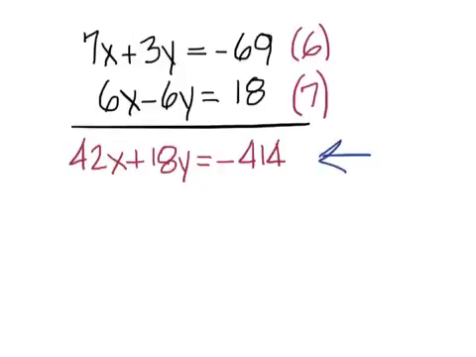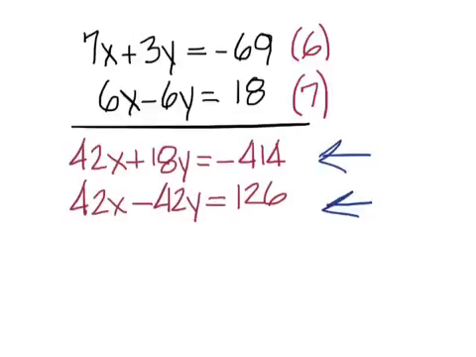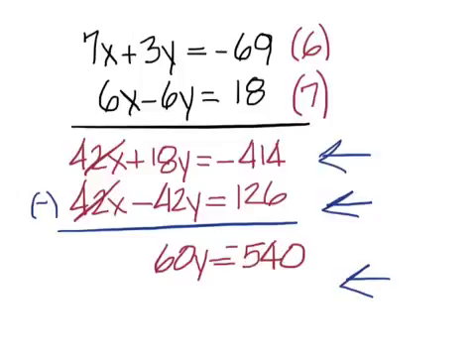Can somebody tell me what I get for the second equation after I multiply it by 7? Johnson. 42x minus 42y equals 126. That's right, 42x minus 42y equals 126. So I have to subtract these 2 equations. Can somebody give me the result of subtracting these 2 equations? Yeah, 60y equals -540.